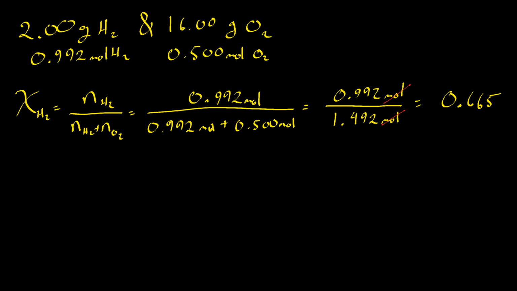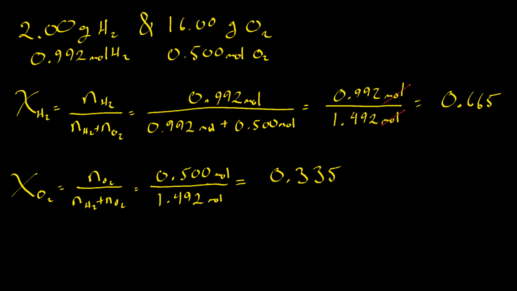Okay, so let's go ahead and do the same thing for oxygen. The mole fraction of oxygen is going to be the number of moles of oxygen divided by the total number of moles. So it's going to be 0.5 divided by 1.492, which gets you 0.335. No units. These numbers shouldn't be life-altering or earth-shattering.